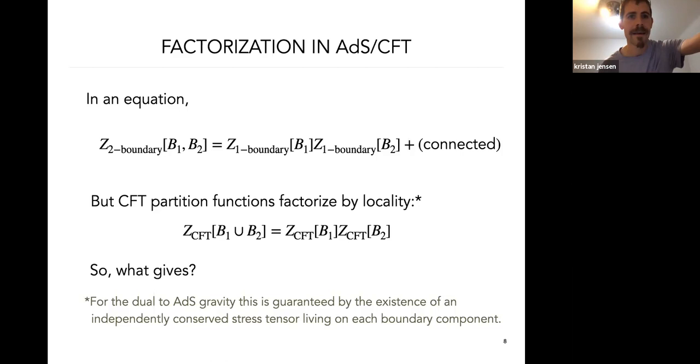And you might wonder, if we're doing AdS-CFT and we're studying just general aspects of gravity in AdS, how do I know that locality is there? Well, we can talk about that, but basically if there is a dual description to some random theory of quantum gravity in AdS, it's guaranteed to be local by virtue of the behavior of Einstein's equations near each boundary. So what gives? How can it be the case then that one has an equation like this, I can't point to it on the board, with the two boundary equaling one boundary plus connected? How can that be consistent with the usual factorization of CFT partition functions?